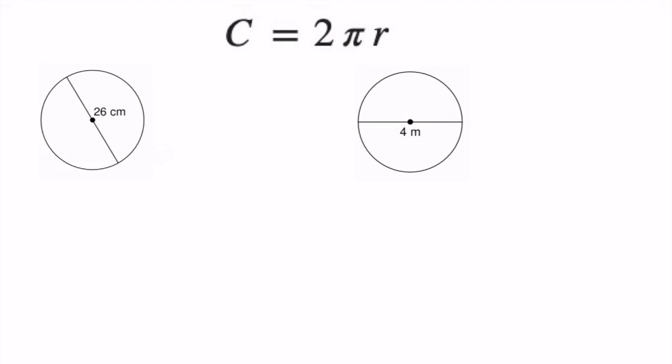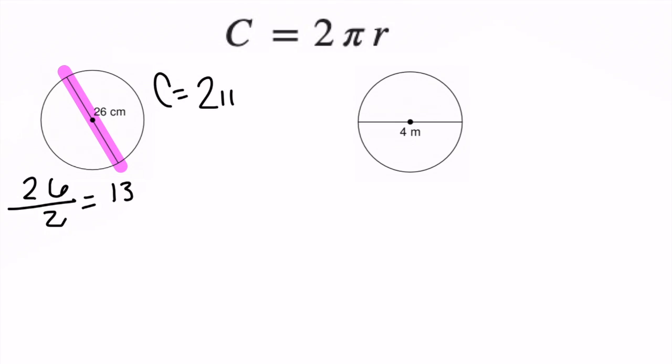In these questions, we need to take the diameter to get the radius to plug into our problem. So we have 26 divided by 2, which will give you 13. So circumference equals 2 pi times our radius of 13. And that is 81.68 centimeters.